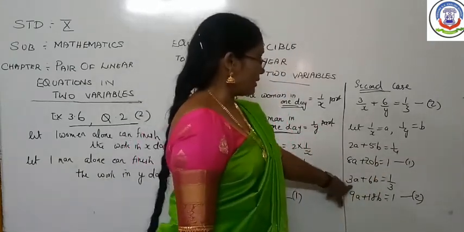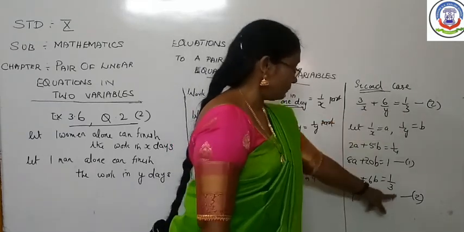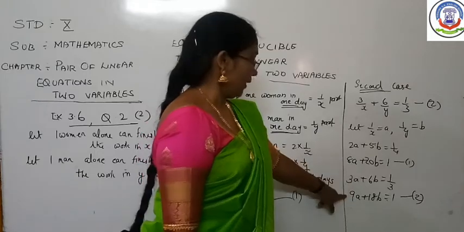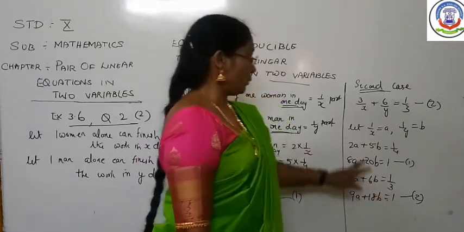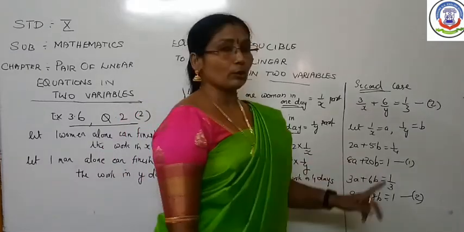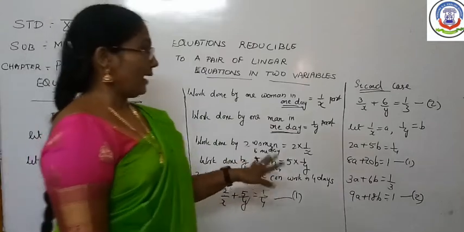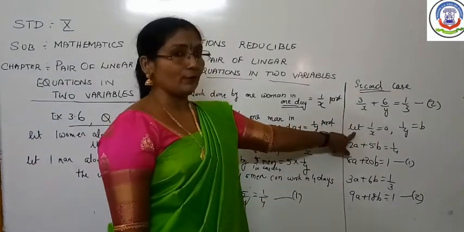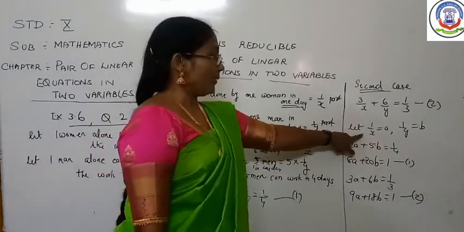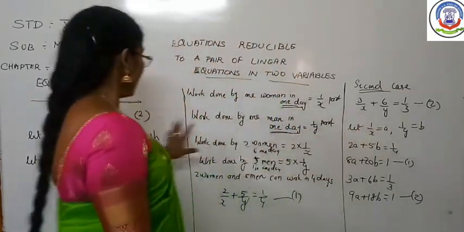Here also, 3a plus 6b is equal to 1 by 3. Cross multiply by 3. 9a plus 18b is equal to 1. 2 equations you have got. When you solve these 2 equations, you are going to get the values of a and b. And after getting a and b, you have to resubstitute: 1 upon x is equal to a and 1 upon y is equal to b. You will get the answer for that.